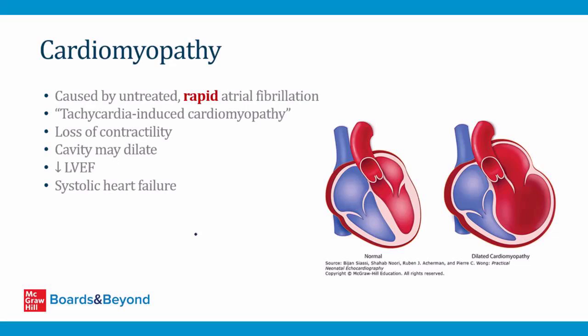When the rate of atrial fibrillation is fast, greater than 120 or so, if you leave that untreated for a long period of time, the patient will eventually develop a cardiomyopathy. This is what happens when you have untreated rapid atrial fibrillation, and rapid is the key word. Patients can have slow atrial fibrillation for years and years, and they will never develop a cardiomyopathy. But if it's rapid with those heart rates over 120, 130, that will lead to cardiomyopathy. And we call this a tachycardia-induced cardiomyopathy.